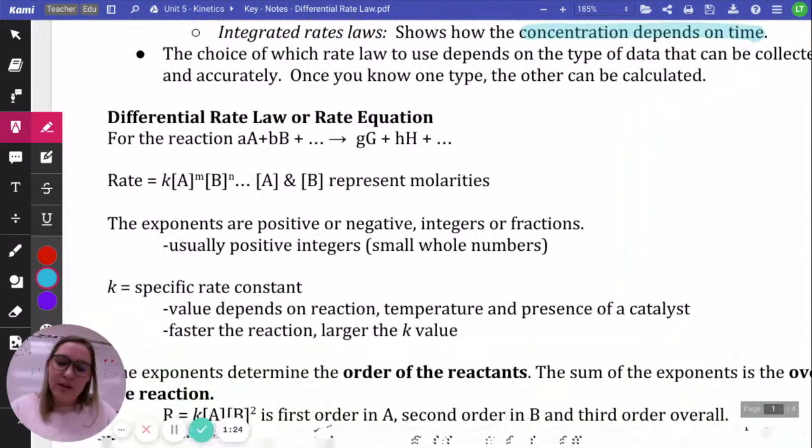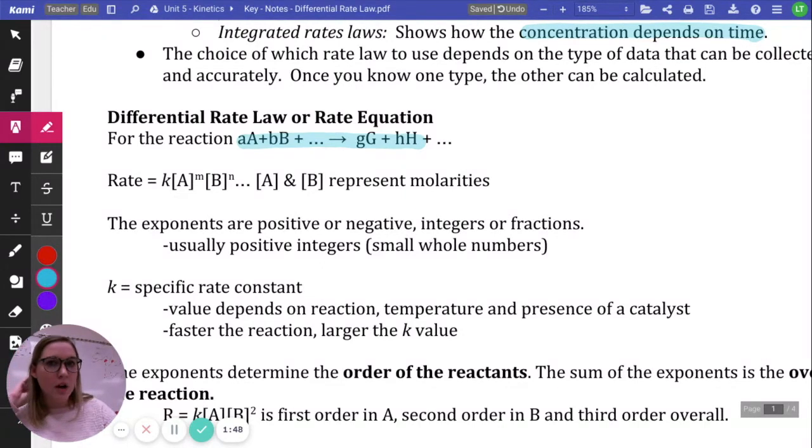If I have the basic reaction, little a, capital A right here, then my rate is equal to k, and we'll talk about k, times the concentration of A to some power times the concentration of B to some power. The concentrations of A and B would, of course, be our molarity in moles per liter. Now, this m and this n represent positive or negative integers or fractions. Most of the time, they are positive integers and relatively small whole numbers, most often 0, 1, or 2.